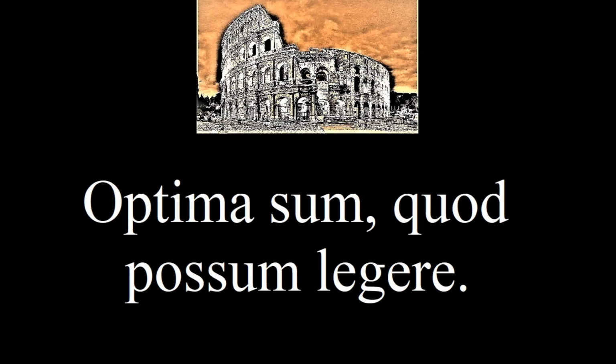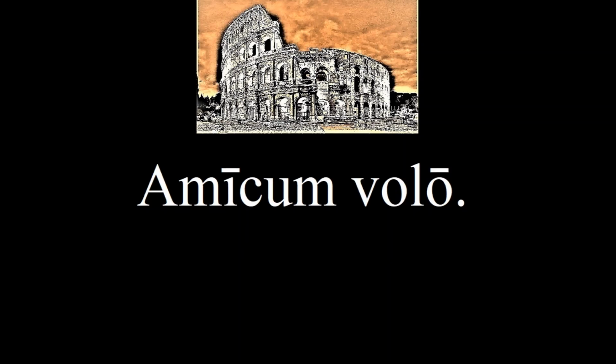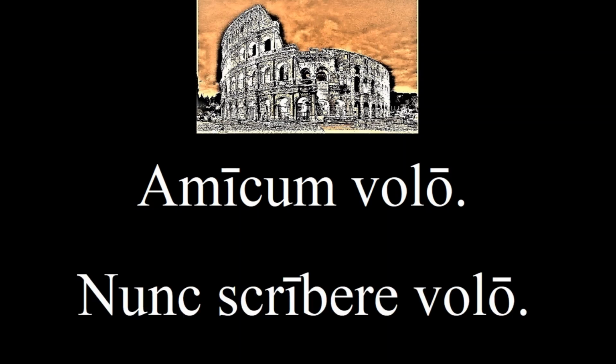Two more words will be briefly introduced for this lesson's story and used more in later lessons. Amicum volo. I want a friend. This verb doesn't have a direct English connection, but perhaps saying volontiers will help you remember it, because you volontier for things you want to do, usually. Another example is Nunc scribere volo. Now I want to read.